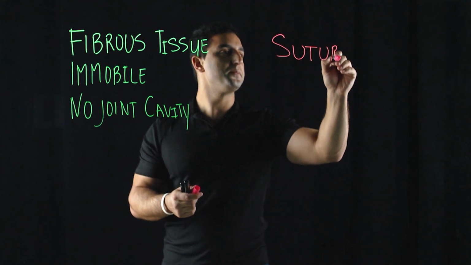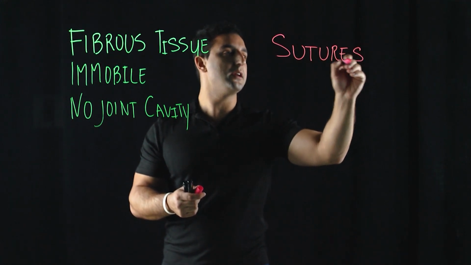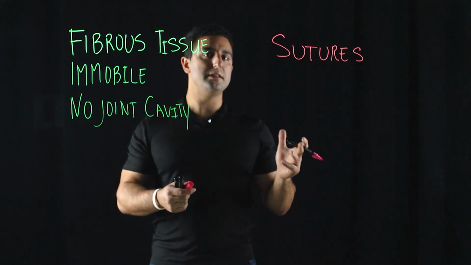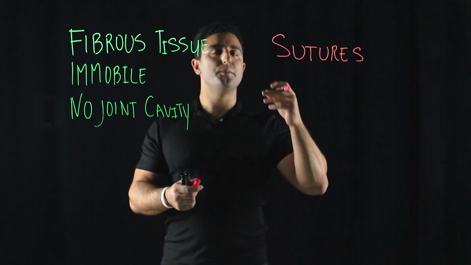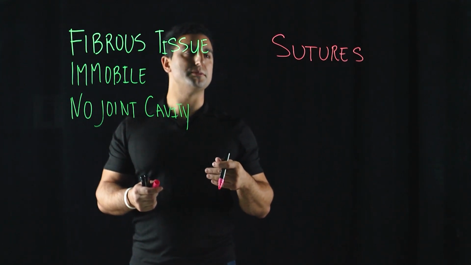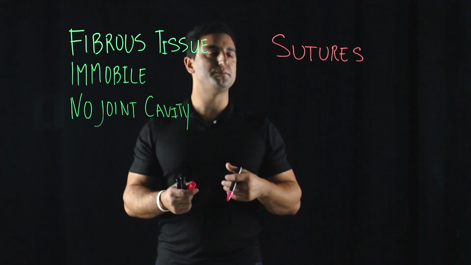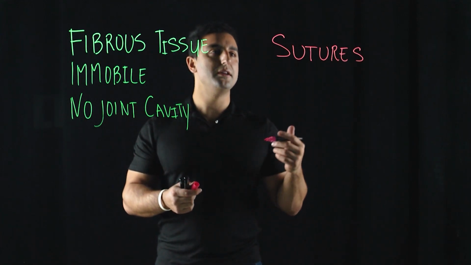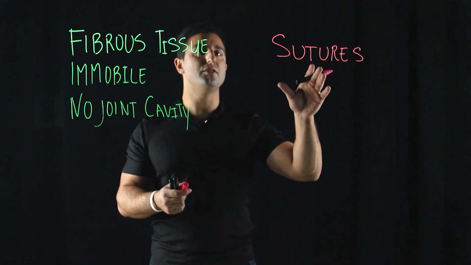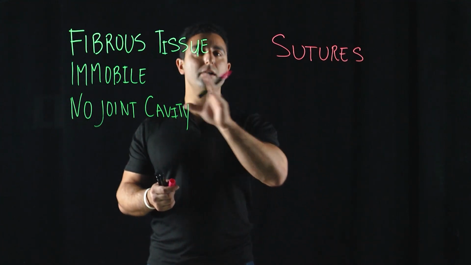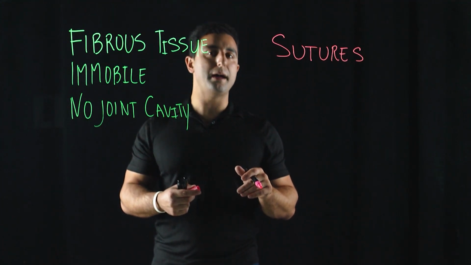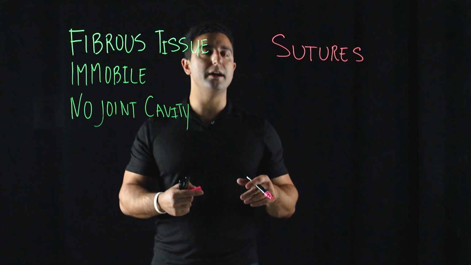The first type of fibrous joint is your sutures. Where are they located? Mainly in the skull, right? What are some examples of sutures? You have the frontal, the sagittal, and the lambdoid. All of these are found in your skull. Are they mobile? No, that would not be good. That would be a very bad day if you had mobile sutures.